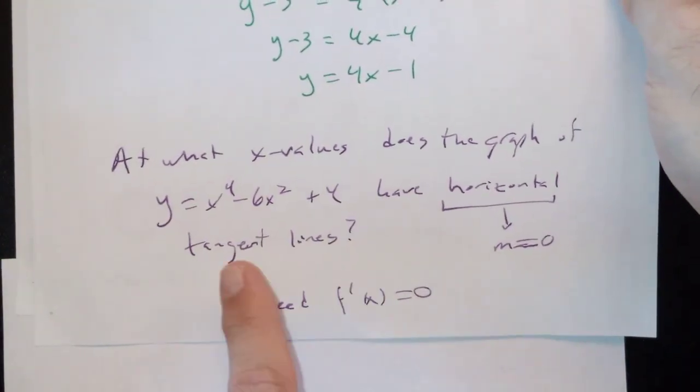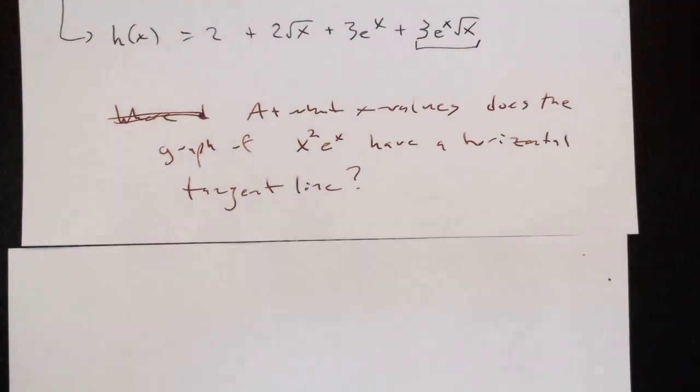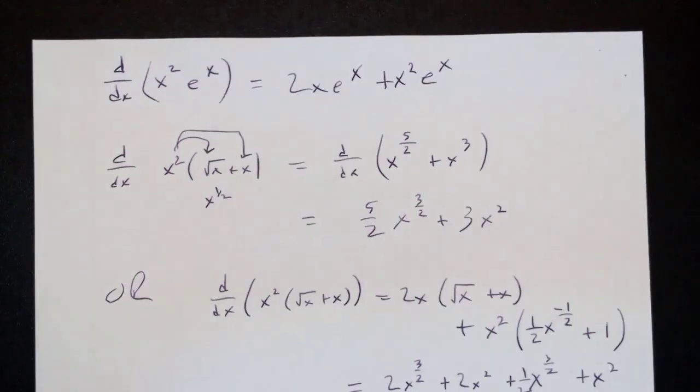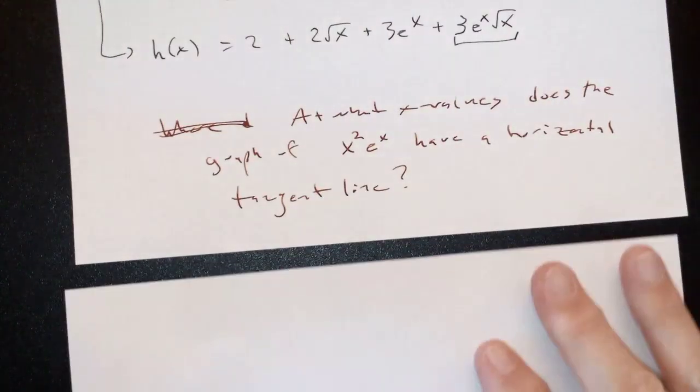If I want to know where the tangent line is horizontal, that's where my slope is 0. I take the derivative and set it equal to 0. We already have the derivative of this expression, don't we? Because we did this one earlier at the top of the page. But even if we hadn't, all we'd have to do is take the derivative, which definitely needs the product rule.